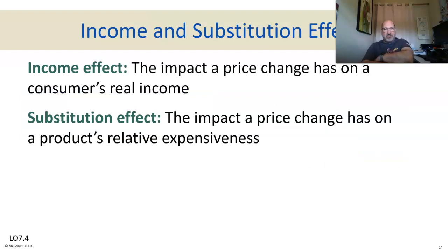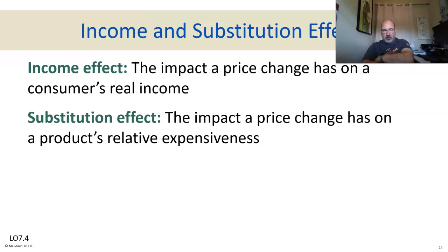Income and substitution effects. Income effect is the impact a price change has on consumers' real income. So we talked about this a little bit in chapter 3. It's all about real income and purchasing power. So real income really is purchasing power. Don't think dollars, think stuff. What kind of stuff can you buy with your income? If the amount of stuff you can buy goes up, that means the prices have gone down. If the amount of stuff that you can buy has gone down, that means the prices have gone up. And that's basically the way that goes. Substitution effect, the impact a price change has on a product's relative expensiveness.